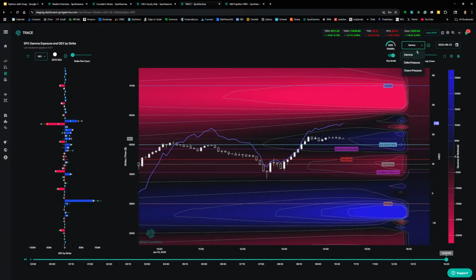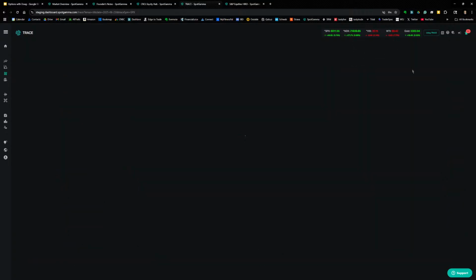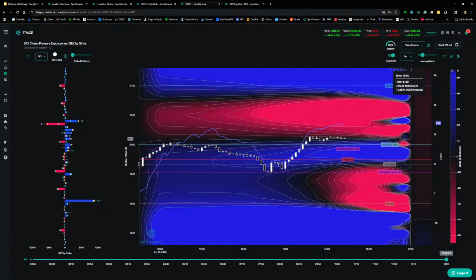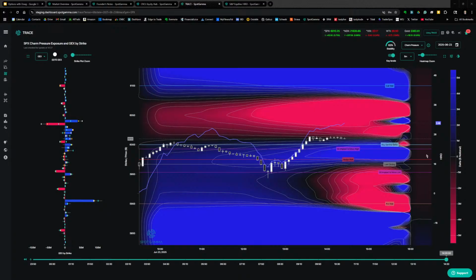Let's check charm. Looking for potential pins. What I'm looking for is something like this right here. Pocket of positive support below, blue support. Red selling pressure. This is due to charm, the change in price as time decays. So this is selling pressure above and buying support below, and SPX is right in this vortex in between the two.